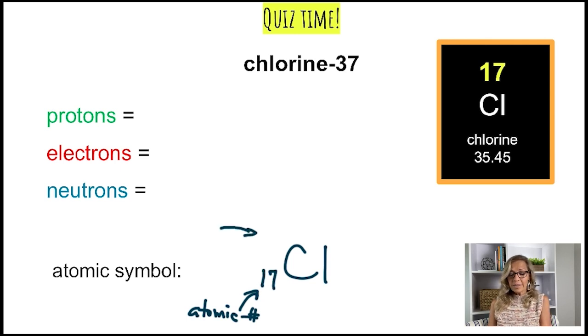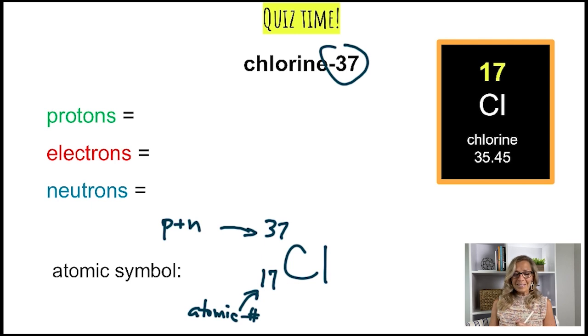And then what goes on the top left? That is the mass number. That's the protons and neutrons combined. Well, we got the mass number right here. That is 37. Okay, so the protons and neutrons is 37. All right, now let's go do the particles.